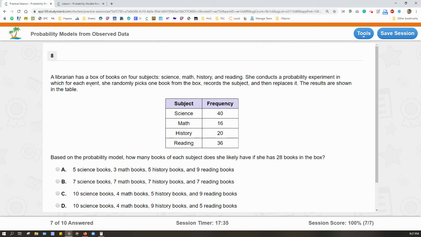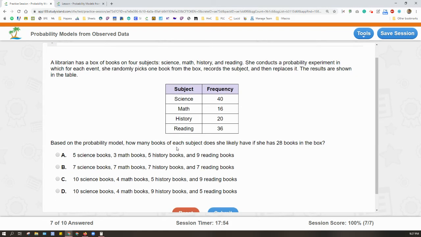She conducts a probability experiment in which, for each event, she randomly picks one book from the box, records the subject, then replaces it. The results are shown in the table. So according to our table, she got the science book 40 times, the math book 16 times, the history book 20 times, and the reading book 36 times. Based on the probability model, how many books of each subject does she likely have if she has 28 books in the box?